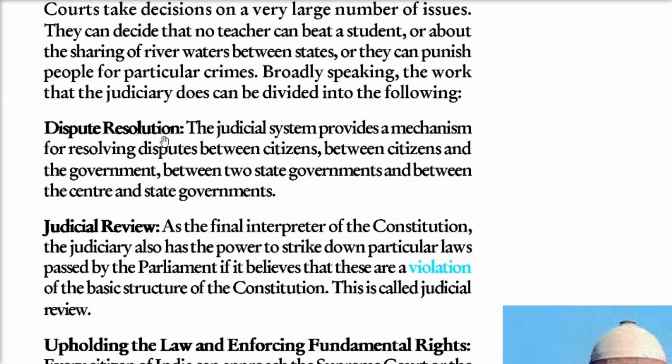So what do we mean when we say dispute resolution? The dispute can be between two people, like citizens, between citizens and the government, between two state governments, or between the center and the state government. So dispute resolution lies in the hands of the judiciary.